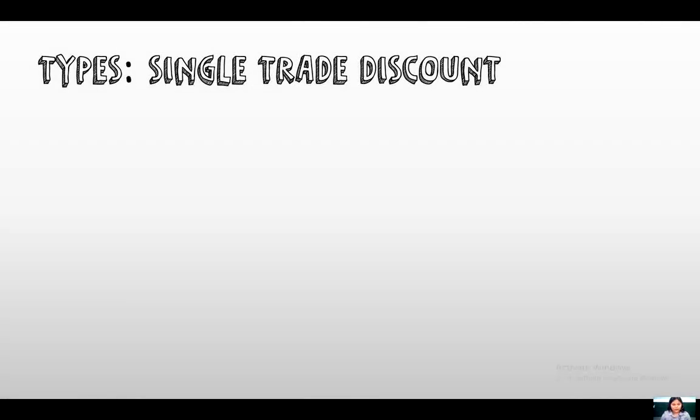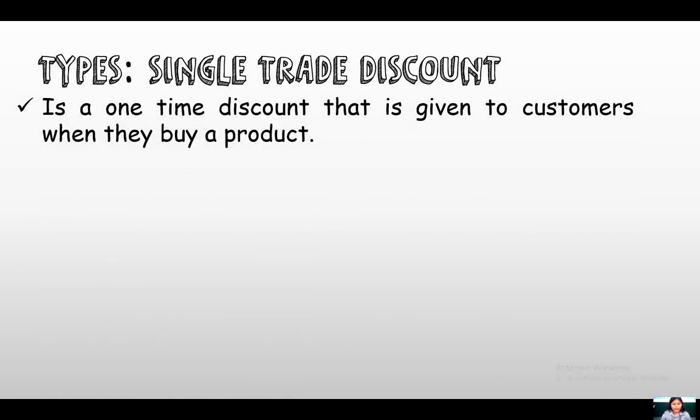Okay, so this is one of the types of discount. We have the single trade discount. So what do you mean by that? When we say single trade discount, it is a one-time discount that is given to our customers when they buy a certain product. Take note, when we say single trade discount, from the word single, it is a one-time discount.